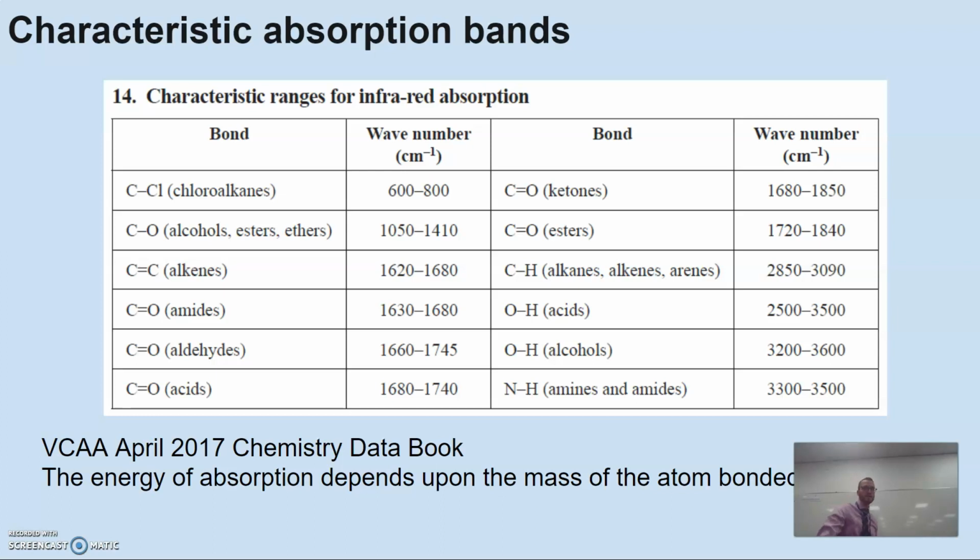Chloroalkanes, alcohols, esters, ethers. Ethers we don't need to worry about, obviously. Alkenes, amides, aldehydes, acids, ketones, esters. Alkanes, alkenes, arenes that we don't need to worry about. O to H acid stretch and O to H alcohol stretch. Notice how they're different. One is broad, one is more narrow. N to H stretch, amines and amides. Very narrow. Right.